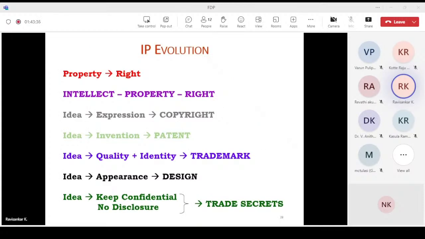So for IP evolution, the property is their right. When an idea is expressed, it can be protected under copyrights. When the idea is an invention, under patent. When the idea is a quality plus identity, it can be protected under trademarks. When the idea is an appearance, it will be protected under design. And if we want to keep the idea confidential, it will go under trade secret.